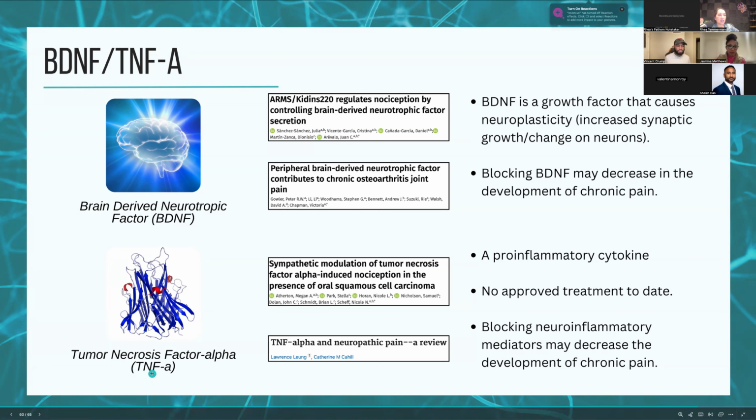Another factor is tumor necrosis factor. This is an inflammatory cytokine. A cytokine basically is a signaling molecule to cause inflammatory cells to come to that area. So it's causing pro-inflammatory cells to come to the area. So if we block TNF alpha, we're decreasing the amount of inflammation, that will eventually decrease the development of chronic pain.